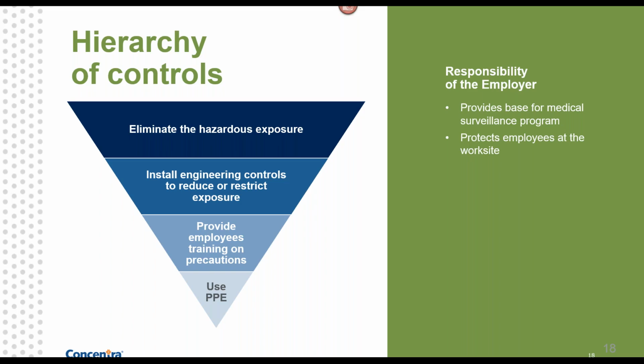The first option is to eliminate the hazard or substitute for a less hazardous one. The next is installing engineering and applying administrative controls to reduce or restrict the exposure. The last on the hierarchy is personal protective equipment, usually respirators in this instance, and they are best when used correctly and worn correctly. Employers can also offer medical surveillance and screening to employees to complement the hierarchy of controls.